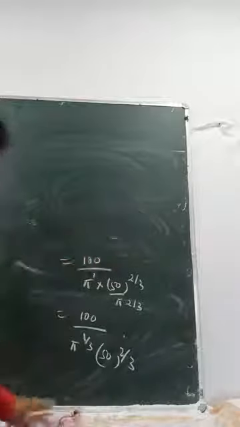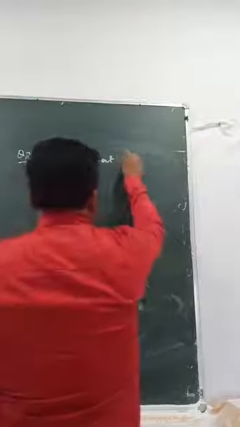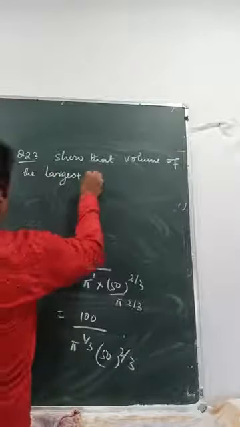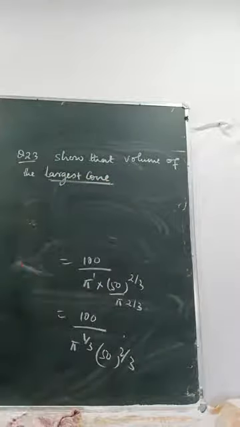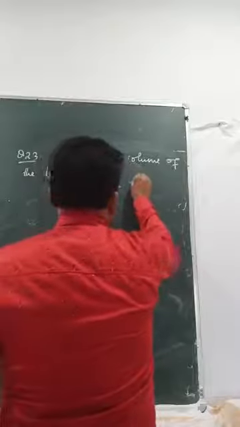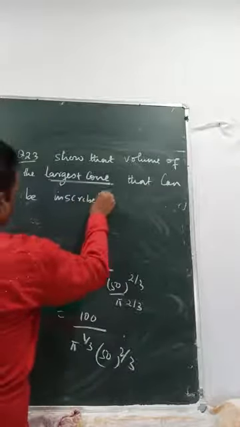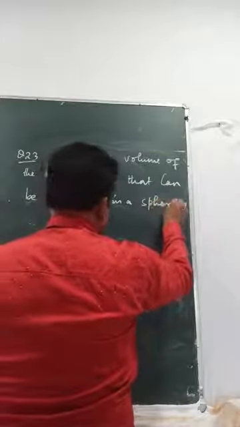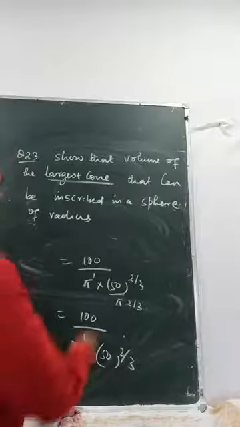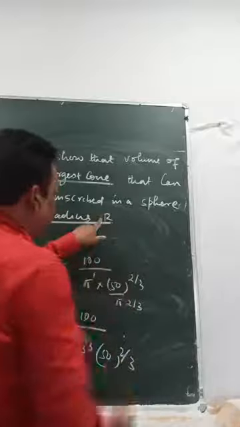So it is question number 23. The volume of the largest cone that can be inscribed in a sphere of radius r. देखो, that can be inscribed in a sphere of radius r. मतलब ये तो constant given, ये r अभी constant हो गया.